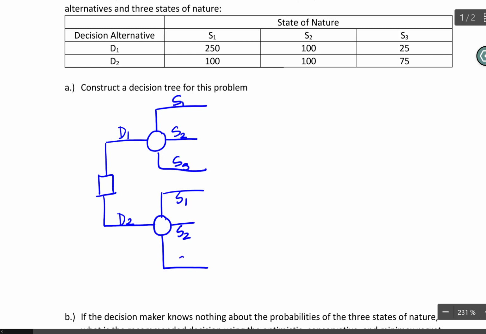S1, S2, S3. Then the last piece of information that we need to put on here is the actual payoff. So if we look at our table that we're given, if we go to decision alternative 1 over to state of nature 1, we're told that that has a payoff of 250. State of nature 2 has a payoff of 100, and 3 has a payoff of 25. Then we move down to alternative 2 and put in the information that we're given in our table there. So this concludes the decision tree. These are all of our options. You could easily follow the path from the beginning through the states of nature and determine what your payoff would be.